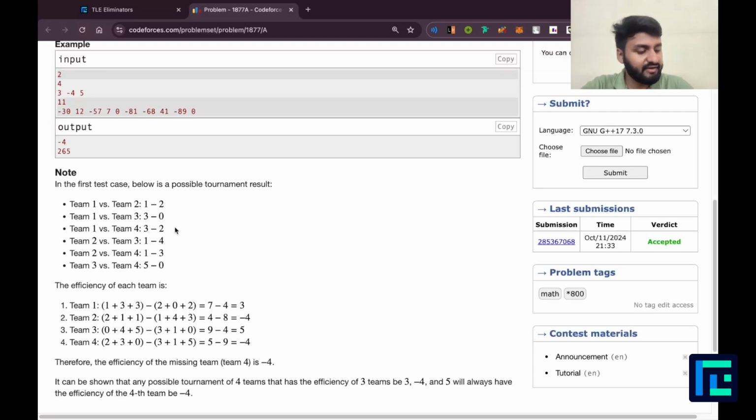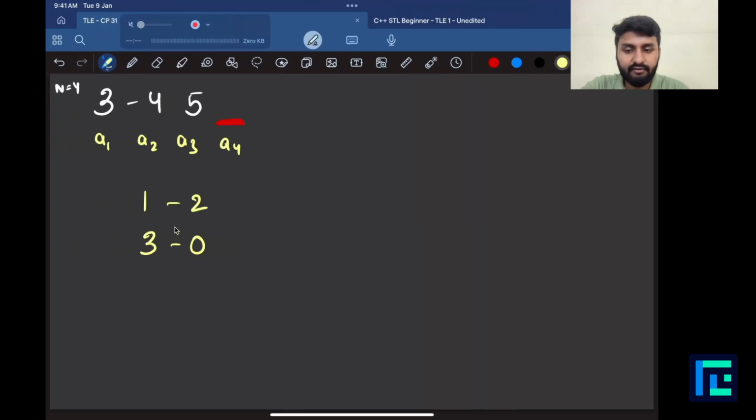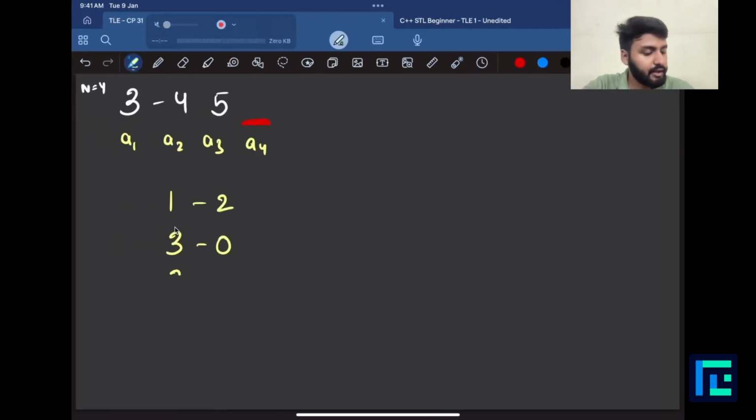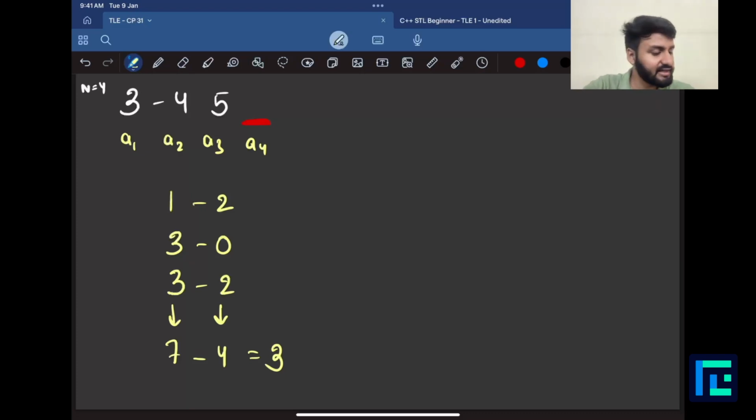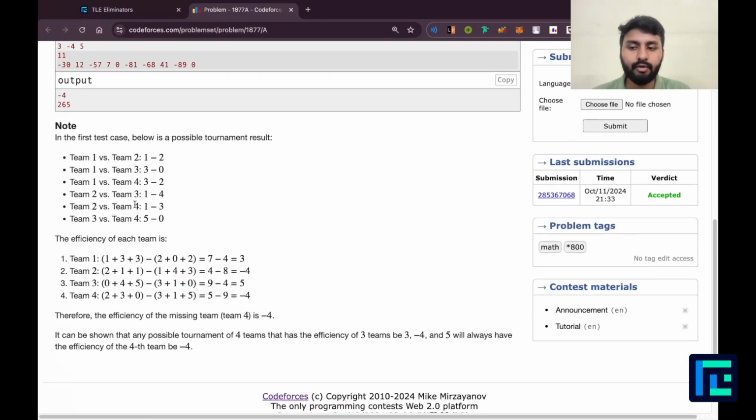So in this case, I have 1-2, this is 3-0, and then you have 3-2. So if I add this section, this gives me 7. And if I add this section, this gives me 4. And if I subtract, I'll get 3. So isn't 3 the efficiency A1? So somehow I have created a tournament which up till now is accurately giving me the efficiency that I was given, that is A1. Good to go? Understandable. Now, let's come to team number 2.